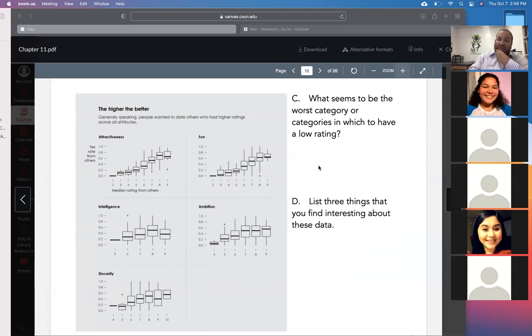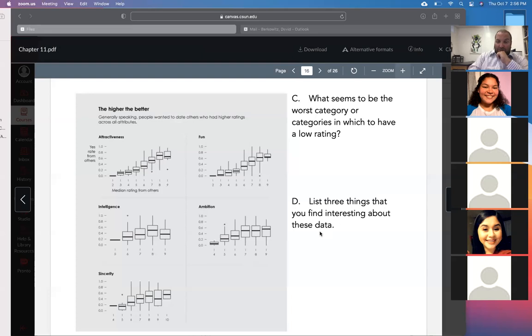What seems to be the worst category or categories in which to have a low rating? Attractiveness. Yeah, can't beat that one. And fun. Attractiveness and fun seem to be the 2 big things.